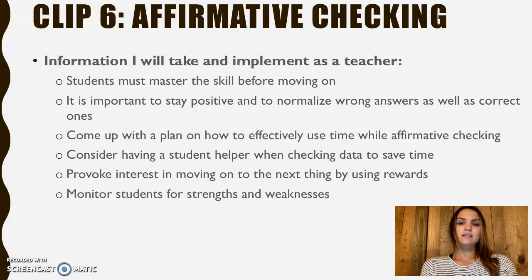I would just have to test it out because I wouldn't know myself if the students were getting the right answer or not. Provoke interest in moving on to the next thing by using rewards, kind of like she used the ticket. I would like to be creative just to kind of get students more engaged and interested, and monitor students for their strengths and their weaknesses.